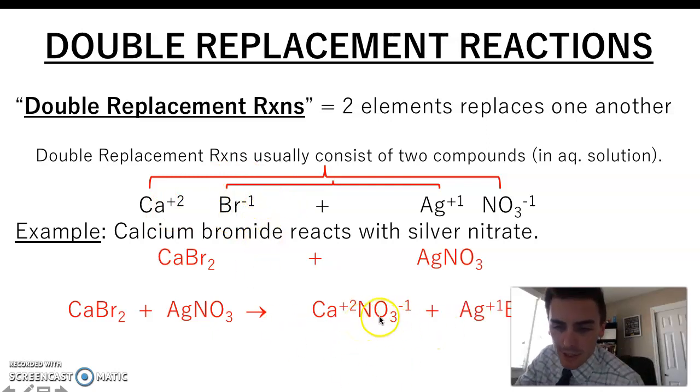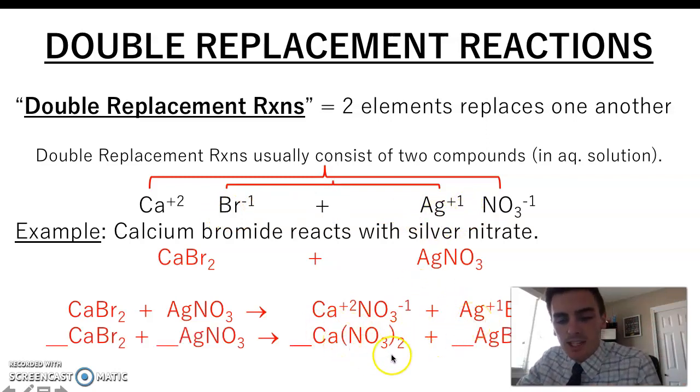We need to be very careful with our charges. A lot of kids want to put BrAg because they read from left to right, but the metal always has to come first. Once I crisscross, I see how important it is. A lot of kids will think that since nitrate is NO3 minus here, I would only have NO3 over here, but I have to have two of these because it's with calcium.